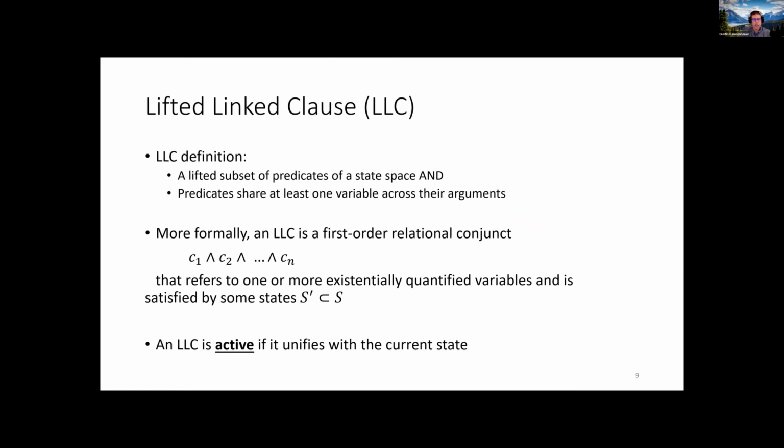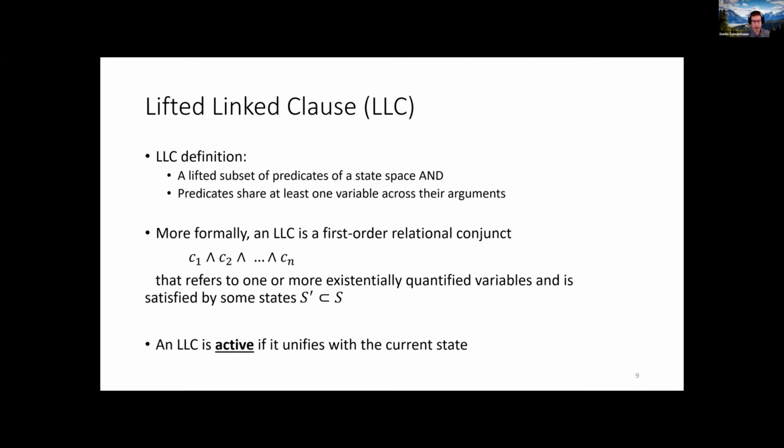A lifted linked clause, as we define it, is a lifted subset of predicates of a state space where those predicates share at least one variable across their arguments. So it's a first-order relational conjunct with one or more existentially quantified variables that is satisfied by some states in the environment. We say that an LLC is active if it currently unifies with the current state.